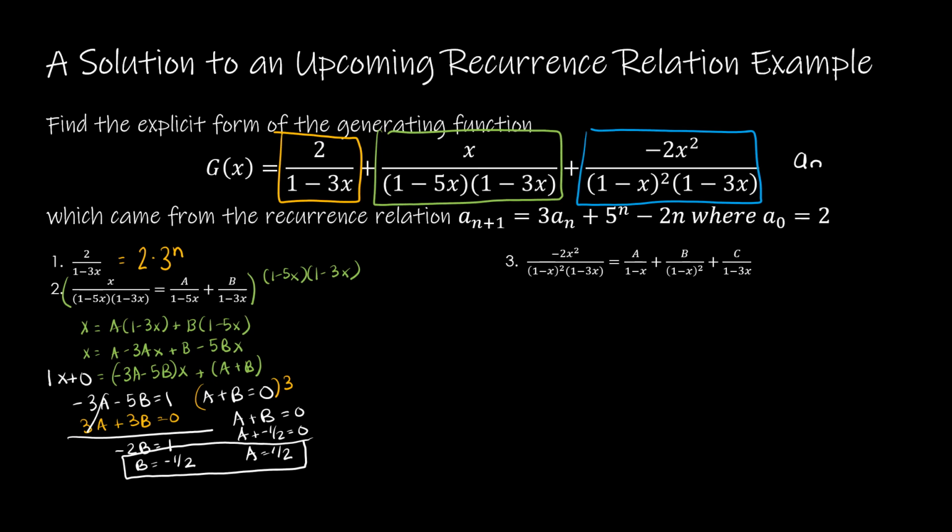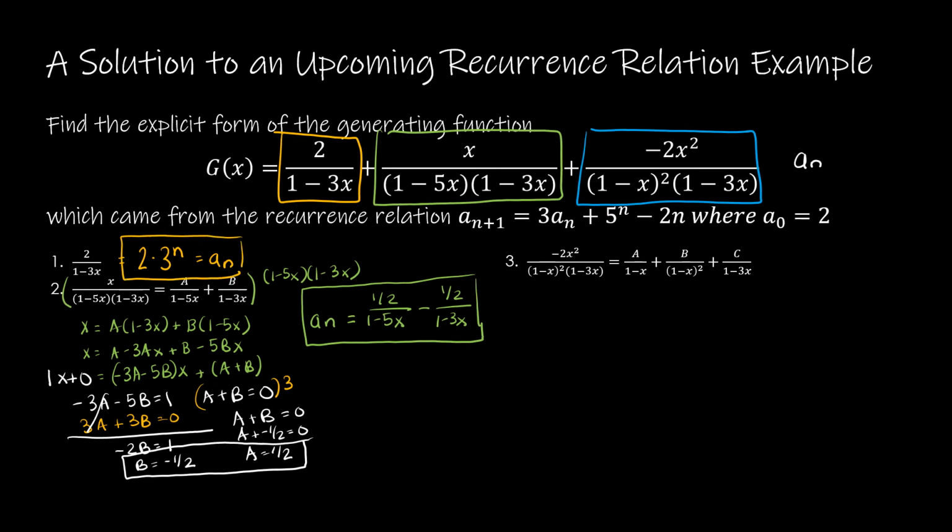So where I am so far with my second expression is a sub n is equal to, and again, I'm just going to take that partial fraction, replace a with 1/2, so 1/2 over 1 minus 5x, and then minus 1/2 for b, so minus 1/2 over 1 minus 3x. So there's my a sub n for my second expression, and now I have to do the last expression. Now this one's more complicated.